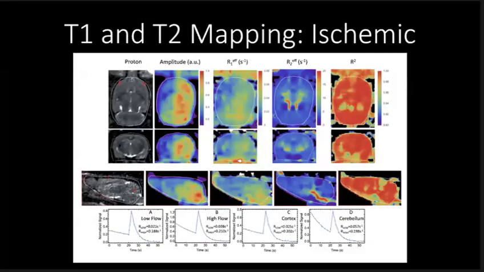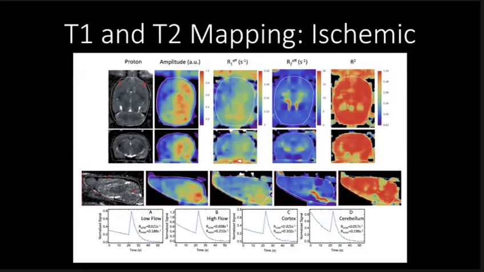So here's an example now in the ischemic state, and you see this knockdown in the amplitude here related to this perfusion defect from ligating one of the carotid arteries. And we would expect to see that also in the R1 effective map because there's going to be reduced washout. And so we see that again here. R2 is largely unchanged. I'll show you that quantitatively in a moment. Here's the R squared.